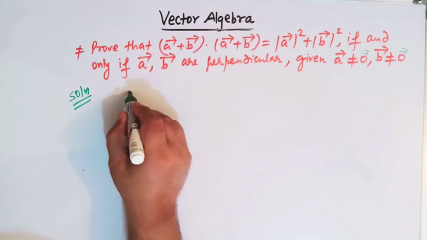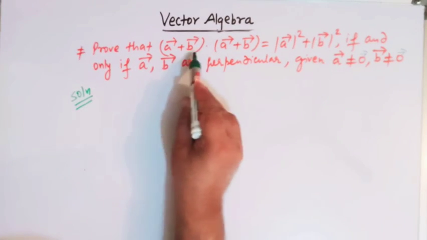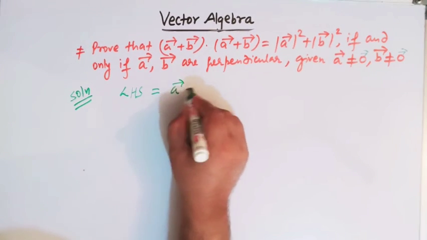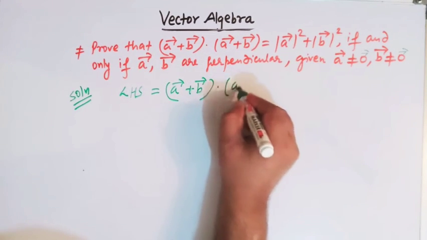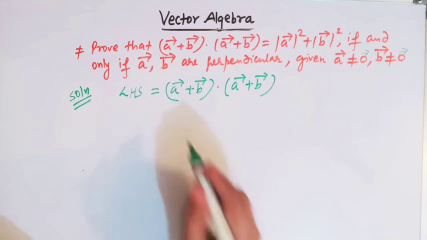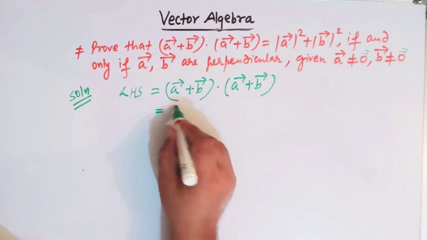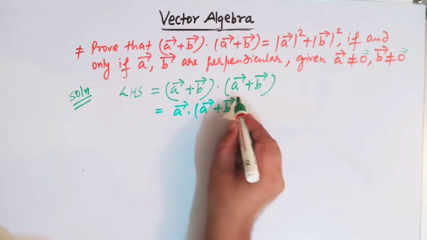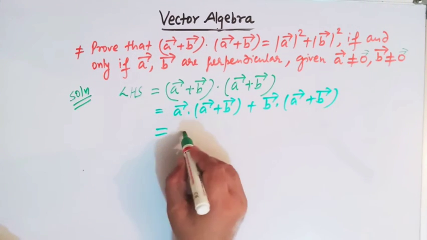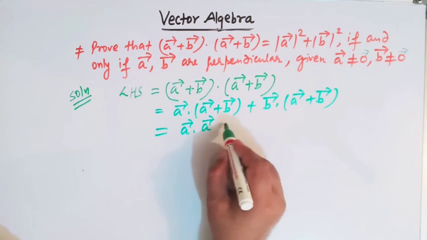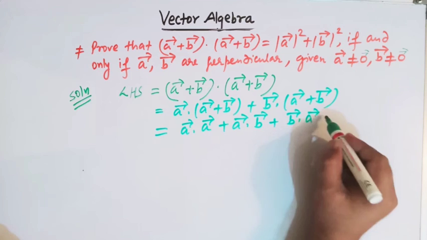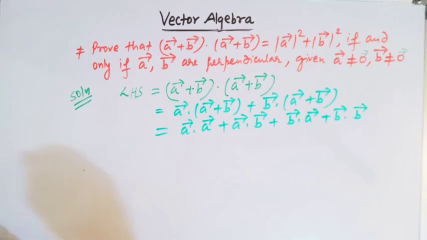Okay, now if we take this side, that is the left hand side, we have vector A plus vector B dot vector A plus vector B, and now if we take the dot product of these two vectors, we have vector A dot vector A plus vector B, and then we have vector B dot vector A plus vector B, and A dot A, that is vector A dot vector A plus vector A dot vector B, plus vector B dot vector A plus vector B dot vector B.